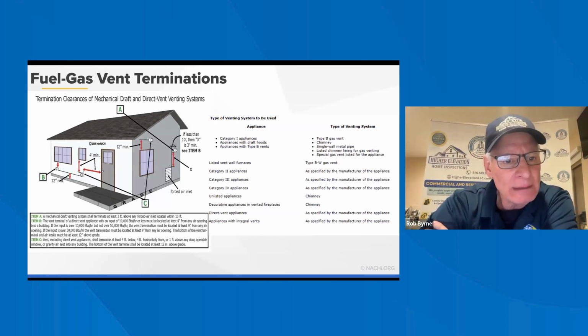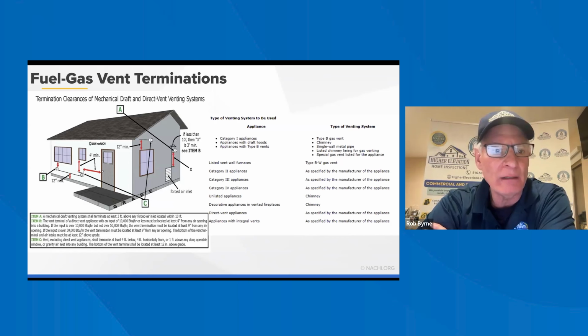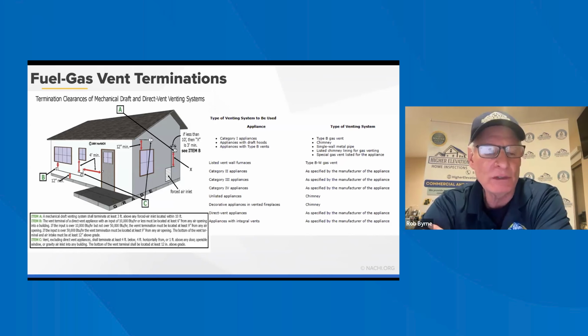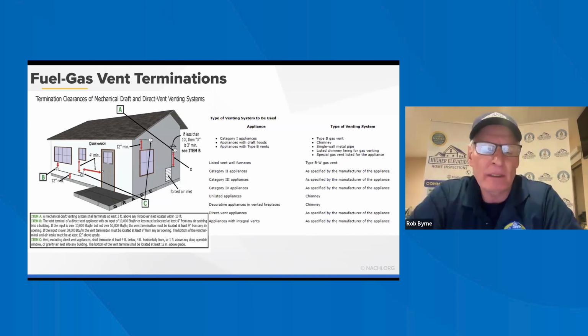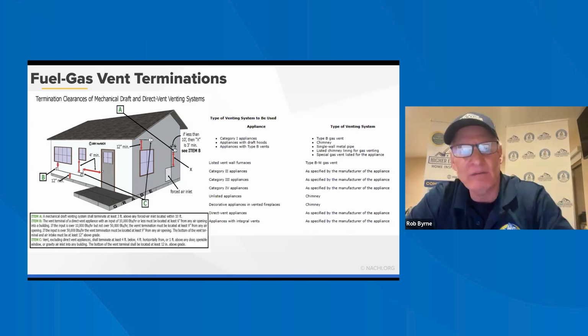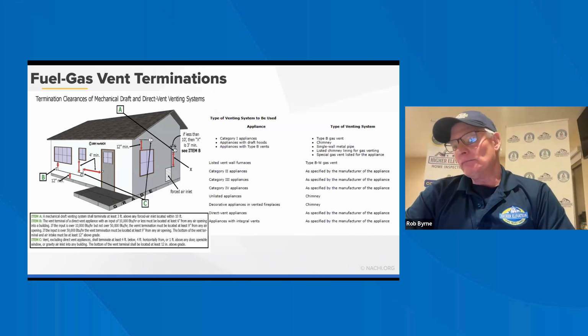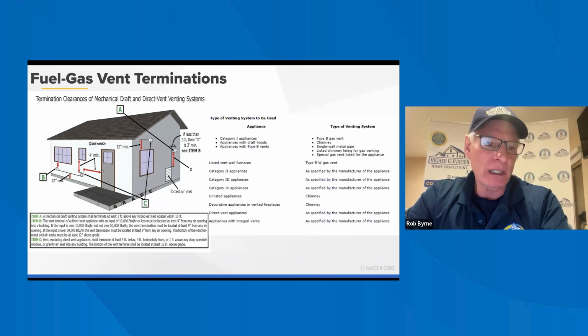Let's see what we got here. Okay, so they're giving you some ideas of termination clearance of mechanical draft and direct venting systems. So when you're outside and you're walking around and you see that PVC coming out, we talked about that earlier on the tankless systems. You're going to see the PVC pipes coming out for the exhaust as well as the fresh air for that sealed combustion to function properly. So these are just some ideas and measurements of where they should be located.